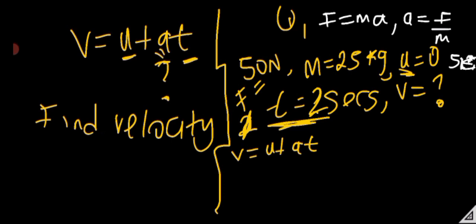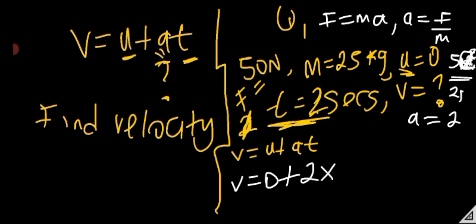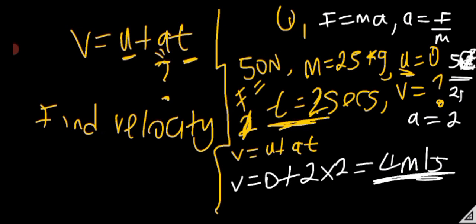So force is 50, that is 50 over 25. So 50 over 25 is equal to what? 2. So that means your A is equal to 2. So when you substitute here, V will be equal to 0 plus 2 times your T, which is 2, right? So everything will give you 4 meter per second. It's very, very easy. Alright, so I think we are done with this part.